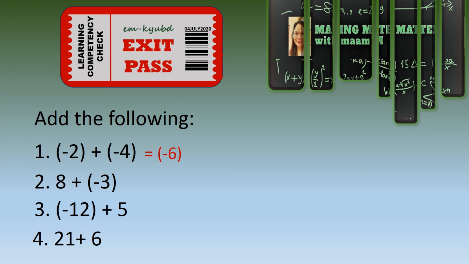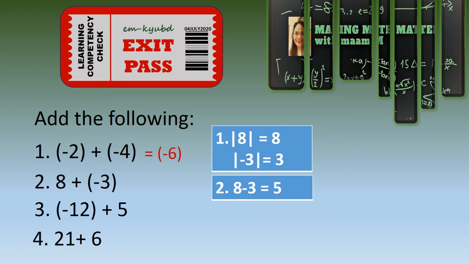Case 2. Therefore, follow the 3 easy steps. Step 1, get the absolute value of the given. Absolute value of 8 is 8. Absolute value of -3 is 3. Step 2, subtract. 8 minus 3 is equal to 5. Step 3, follow the sign of the bigger number. Which is bigger, 8 or 3? 8. What is the sign of 8? Positive. Therefore, 8 plus -3 is equal to 5.